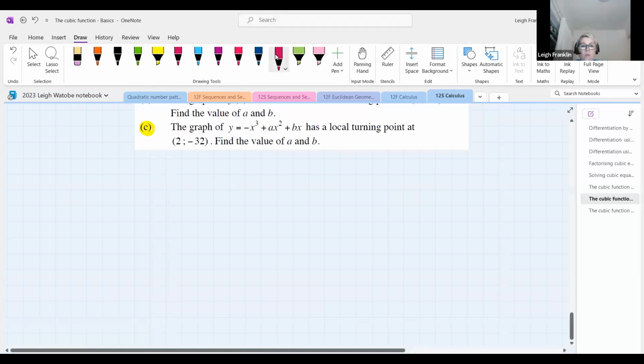All right. They want us to work out the values of A and B. Usually when they give us variables, they want us to work something out simultaneously, right? So here is another way of finding the equation of a cubic function, only now you don't have any x-intercepts. You've only got one turning point.